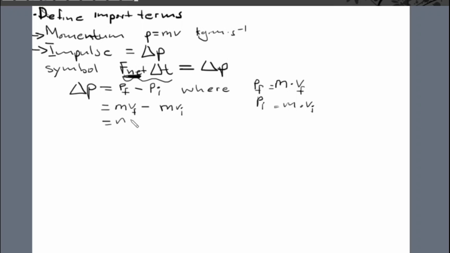which we can factorize, pulling out the mass. So this is change in velocity. Okay, therefore change in momentum is equal to the mass of an object times the change in its velocity. Okay.